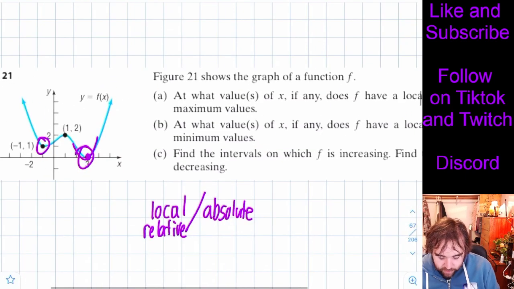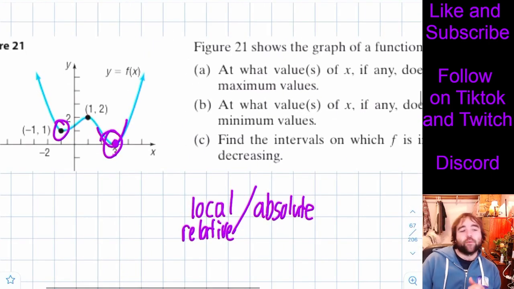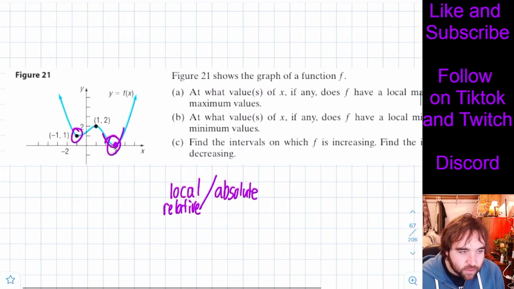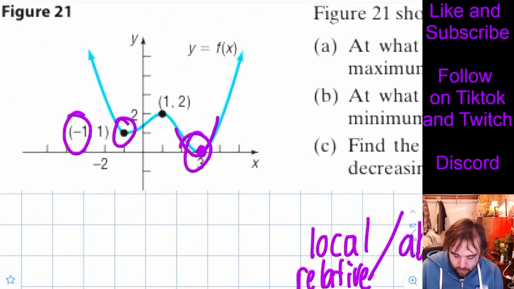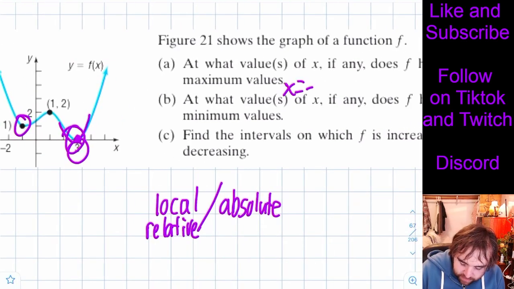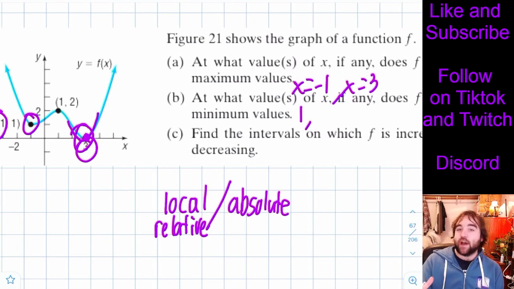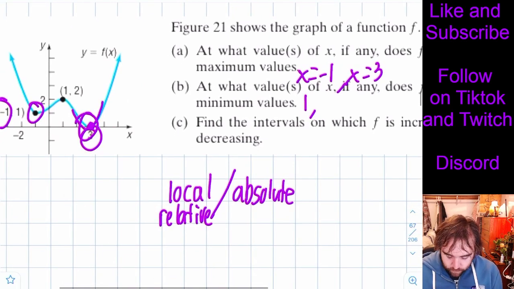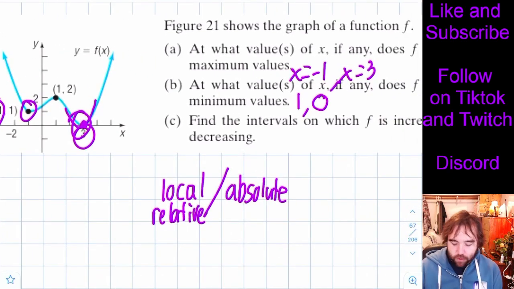So let's see, where do they ask about it? That's B, actually. At what values of x, if any, does f have a local minimum? List the local minimum values. So that's some important language too. So at what values of x does it have local minimums? Well, at x equals -1 and x equals 3. At x equals -1 and x equals 3. What are those minimum values? That's the y value, because the y value is the actual value of the function. So what are they? 1 when it's -1 and 0 when it's 3.